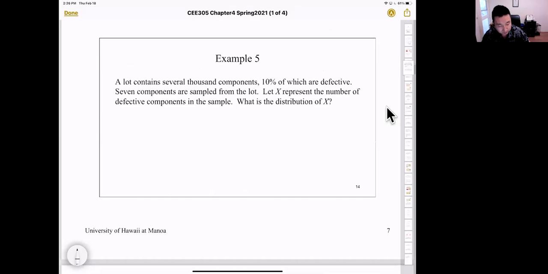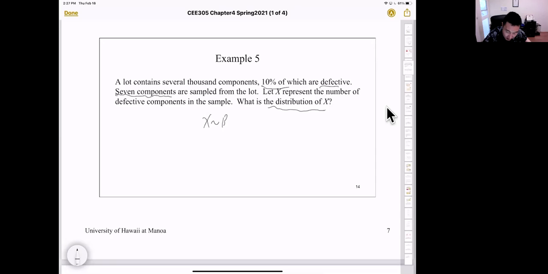And here's another example. A lot contains several thousand components, 10% defective, and 7 components are sampled from the lot. So the sample size is 7, and X represents the number of defective components in those 7 samples. What is the distribution of X? From the question, this is a perfect binomial distribution.